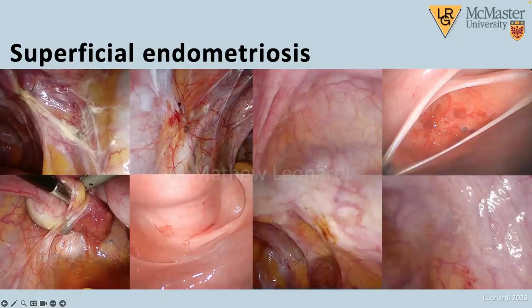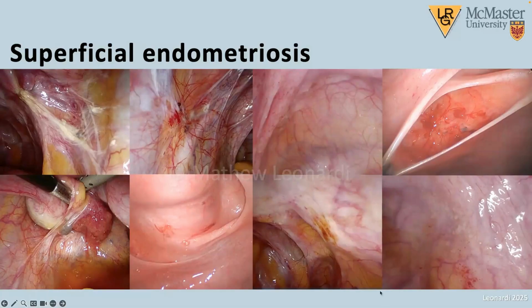Now, even though this is the hardest form of endometriosis to find, I needed to talk about it for a few minutes because it is actually the most common form of endometriosis. And the only way that we'll really get to the maximum capacity of imaging is if we do routinely evaluate for superficial endometriosis as well.